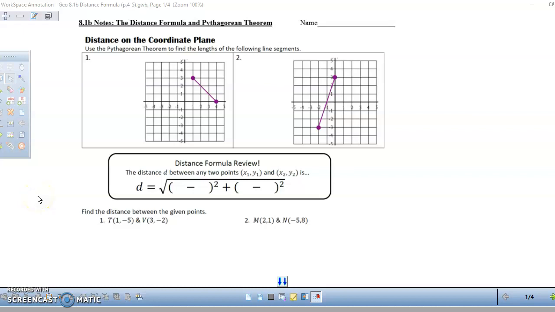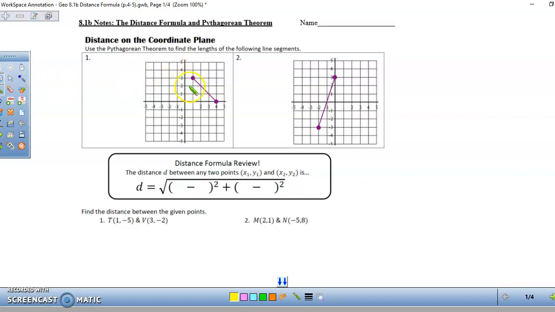Hello again. Today we're going to apply the Pythagorean theorem on the coordinate plane. Okay, first couple examples here. It says use the Pythagorean theorem to find the lengths of the following line segments. So the length here, you could also call this the distance between the 2 points. So you could say length of the segment or the distance between the 2 points.